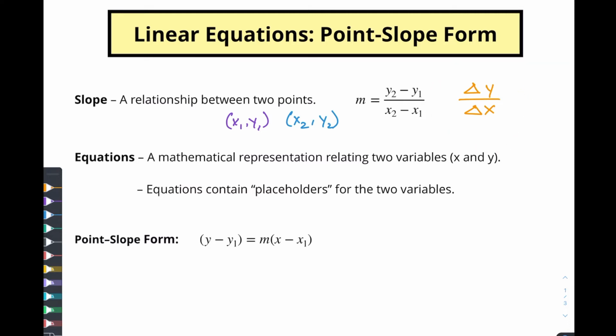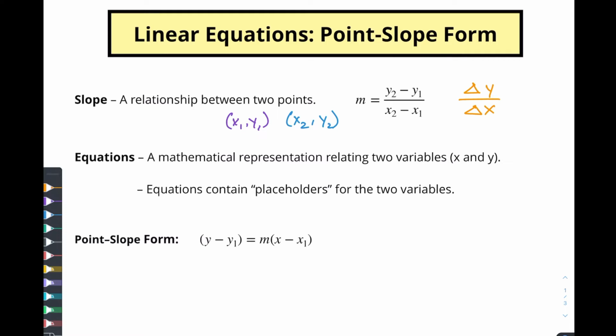That's our slope. An equation is just simply a mathematical representation relating 2 variables together. And all of our equations always contain placeholders for the 2 variables. So for every equation that you have, you're always going to see it in terms of y and x. So that's what it means when we're saying we're relating 2 variables and that there are placeholders for these 2 variables. Now, why do math teachers like this equation so much?